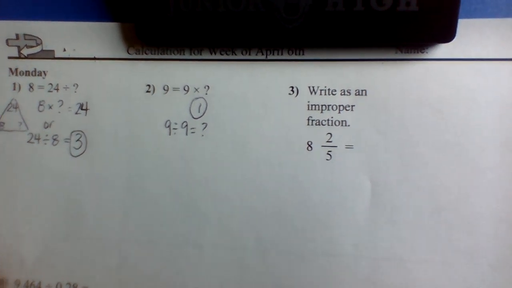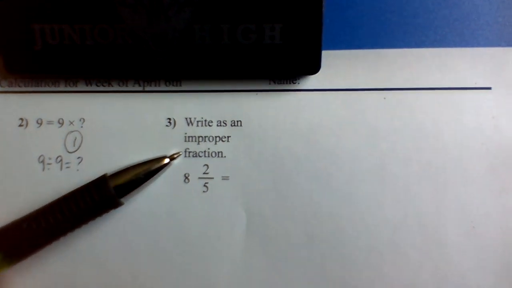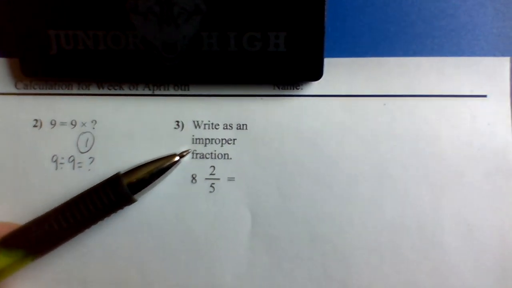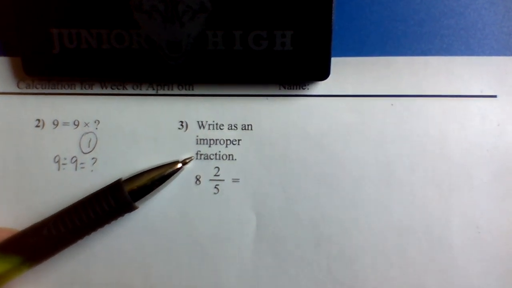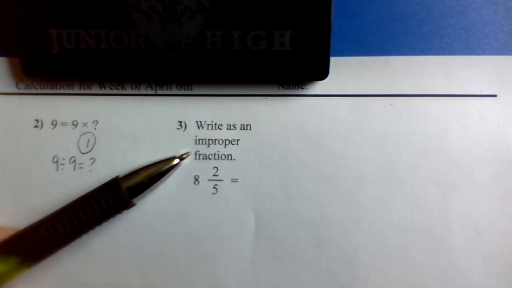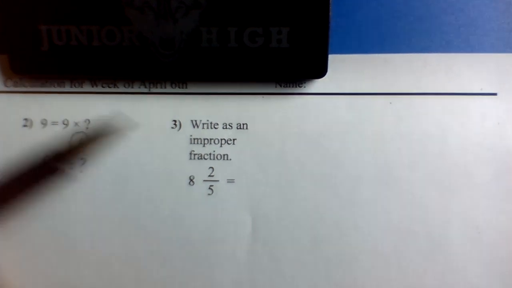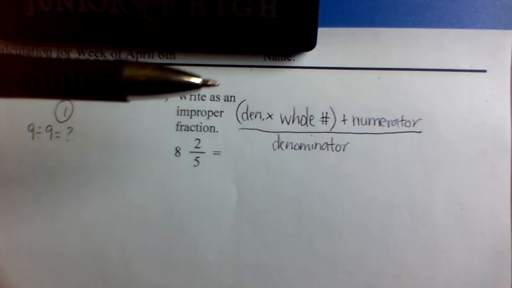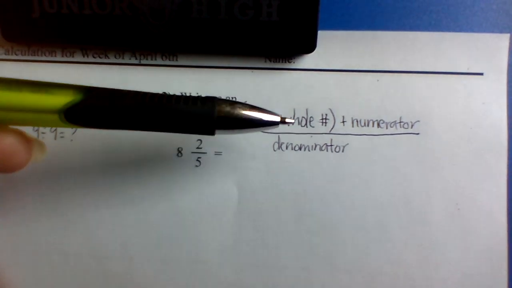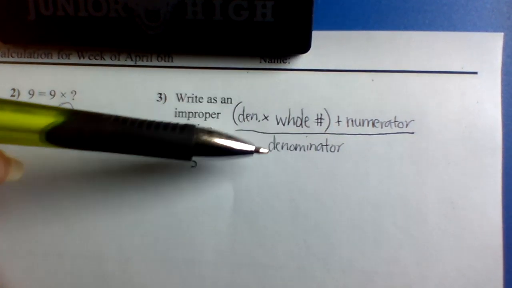Okay. Improper fraction. So we're coming back to this. And I was doing this on purpose, guys, because I felt like this is a skill that we still are having trouble with. And we have to be able to do this to be able to work with any kind of calculations with mixed numbers. So I'm just going to remind you that in order to do that, I'm going to have my denominator times the whole number plus my numerator, all of that over my denominator.